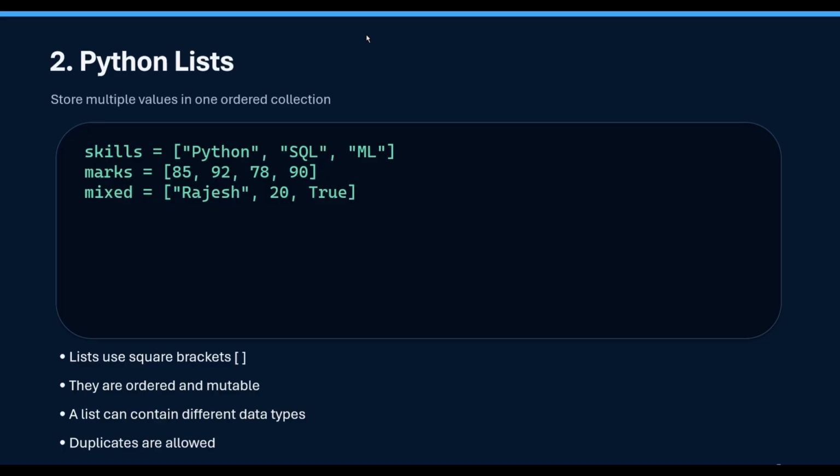Now we are going towards the list in Python. Lists are nothing but a set of elements enclosed between square brackets. It can be multiple data types or the same, and can be a mix also. As you can see here, these are some examples: skills equal to Python, SQL, ML, the same data type; marks equal to some numbers, which are integers, the same data type; and here is the mix, Rajesh, and then True and 20.